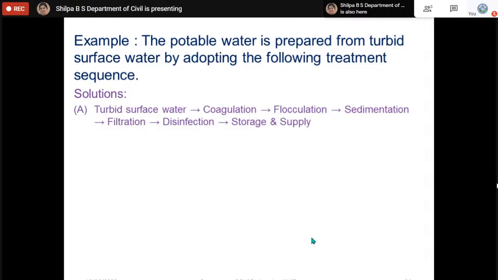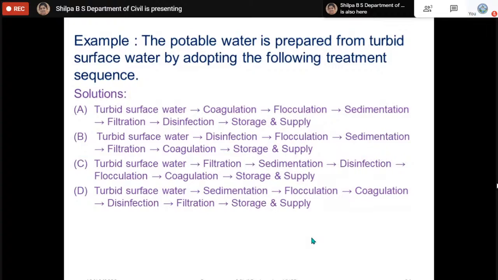Another simple question they may ask is about the sequence of the water treatment plant. The potable water is prepared from the turbid water by, and they have given 4 options for the sequence of water treatment to treat the turbid water. You need to identify the correct one. So the correct sequence, as you have already dealt with, if it is turbid water, then it will start with coagulation, flocculation, sedimentation, filtration, disinfection, and then it will go for storage. So the answer is A.